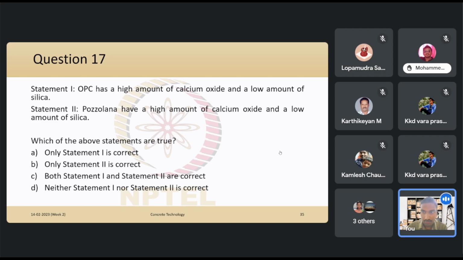One more answer saying option A, only statement 1 is correct. Okay, any other answers?